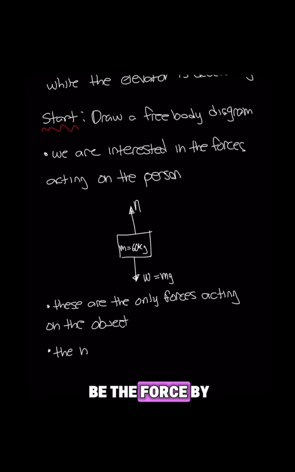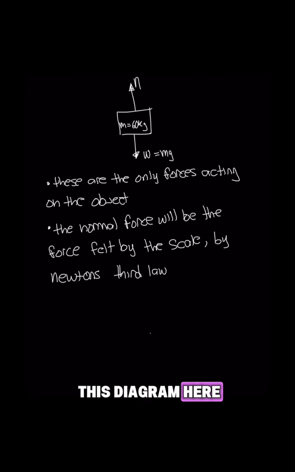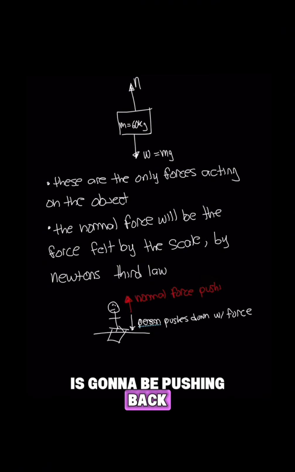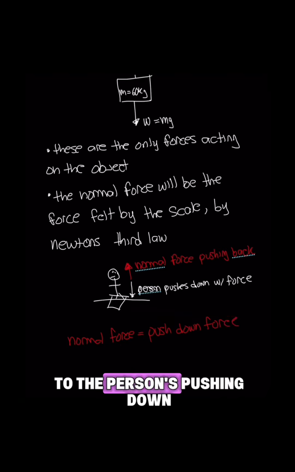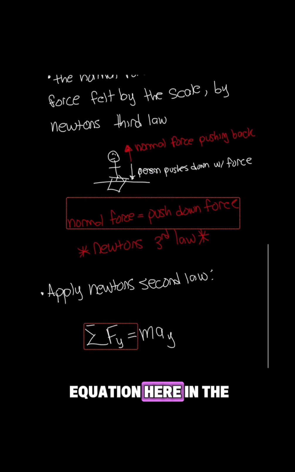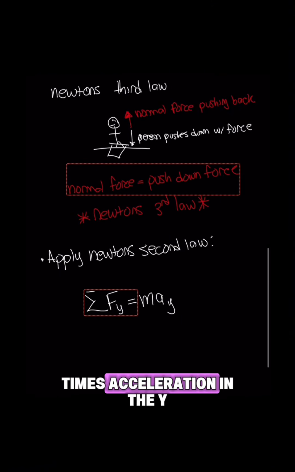The normal force would be the force felt by the scale, because by Newton's third law, if we look at this diagram here, the person is going to be pushing down with a force, and the normal force is going to be pushing back. And this normal force is going to be equal to the person's pushing down force by Newton's third law. Apply Newton's second law equation here in the y direction, which is the summation of forces in the y is equal to mass times acceleration in the y.